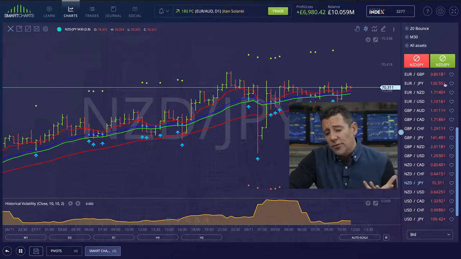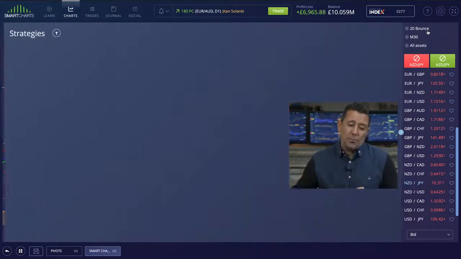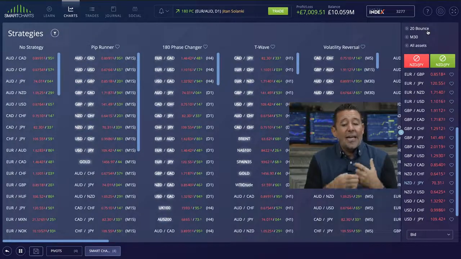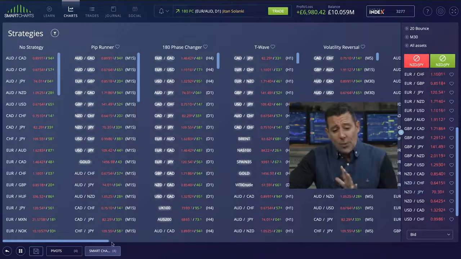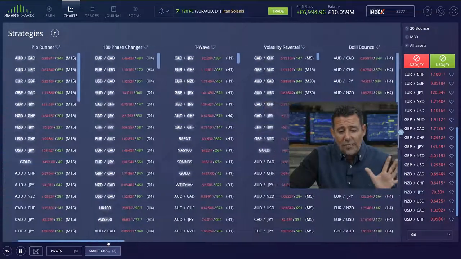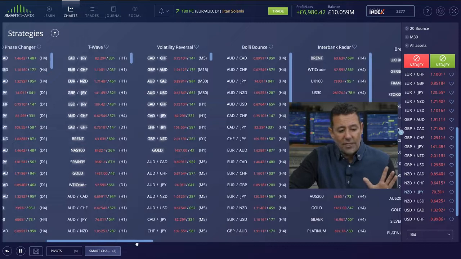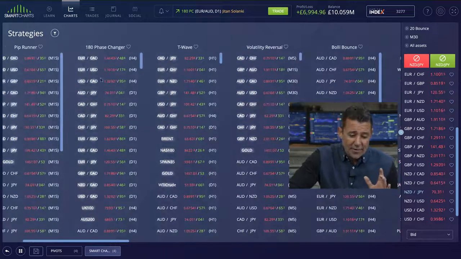Well, I go top right of the screen, which pulls out the strategy scanner, allows me to see all of the strategies I'm looking at simultaneously. I'm not going to confuse you today with looking at all sorts of different strategies. I really just want to focus on the 180 phase changer, which you can see here. And there is the list of currencies.